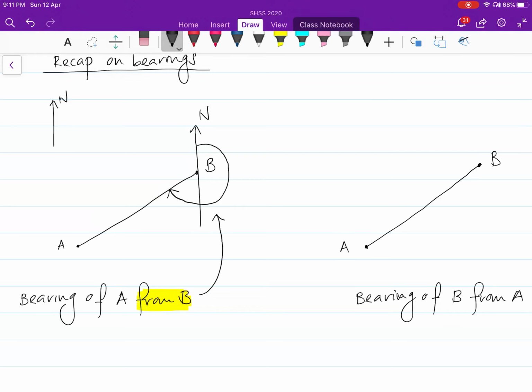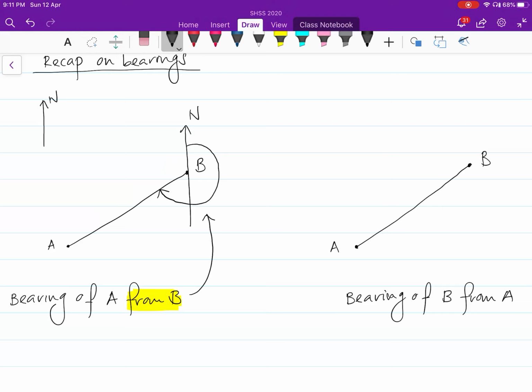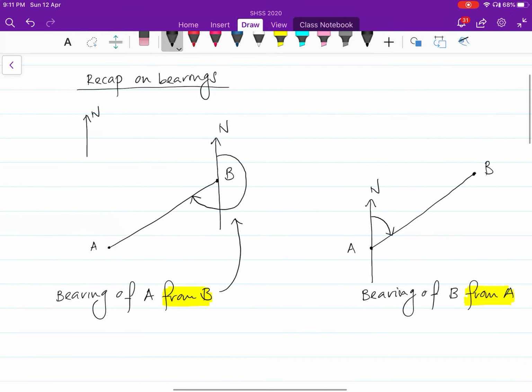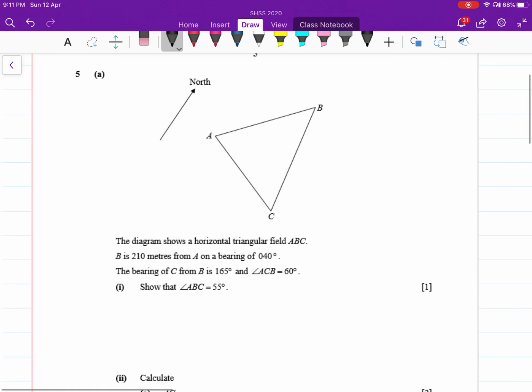Now, what if I ask you to find the bearing of B from A instead? If it's from A, I need to draw my north line at A. And again, from the north line, I need to turn clockwise. And that is my bearing of B from A. You must always turn to the right side. Alright, that is bearings. With that information, let's take a look at question number 5.